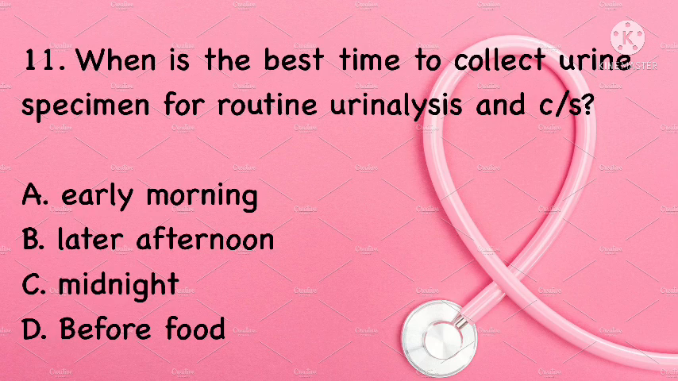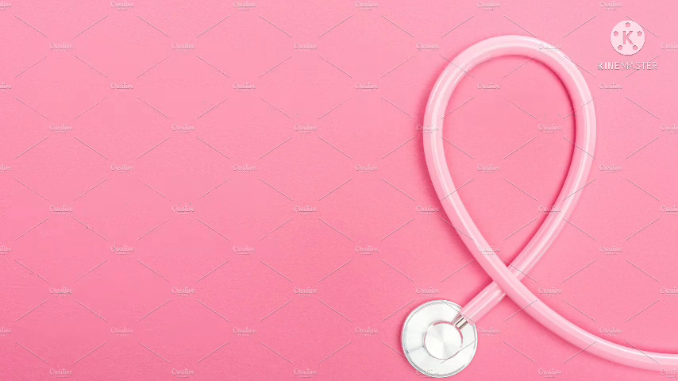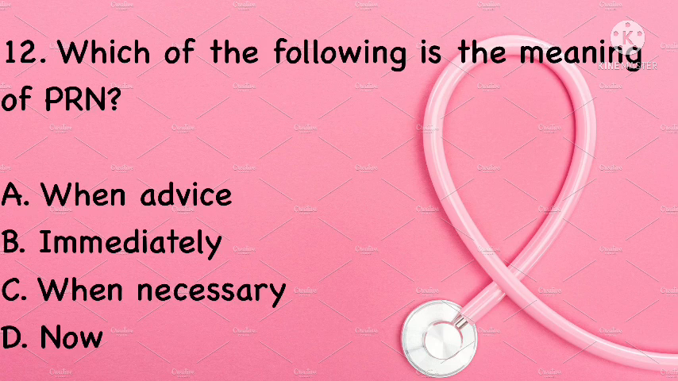When is the best time to collect urine specimen for routine urinalysis and C&S? Early morning, late afternoon, midnight, before food. Correct answer is A. Early morning. Which of the following is the meaning of PRN? When advised, immediately, when necessary, now. Correct answer is C. When necessary.